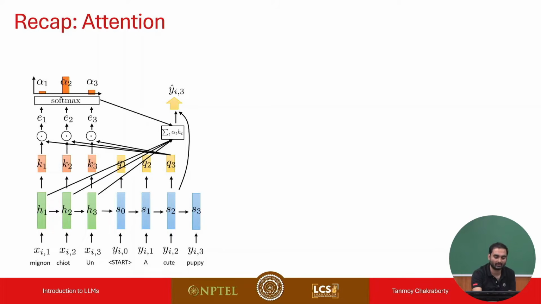And then again you take another decoder state, you take the dot product of the decoder state with all the encoder states, values, attention scores, distribution, and so on and so forth.